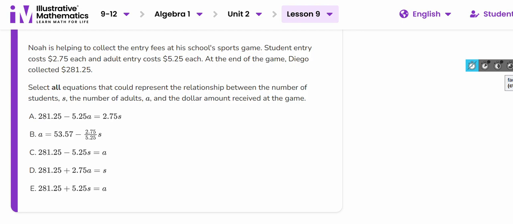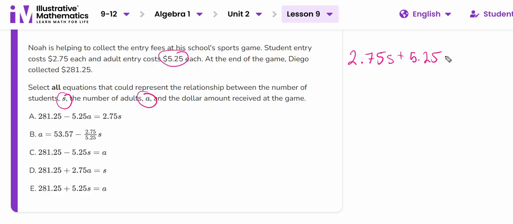So we're going to start with our problem, and we're going to write our own equation before we even go over the answers. Okay, we have student entry is $2.75. So we're going to take $2.75 and multiply it by the number of students, which is S. Then he collected $2.75 times however many students came to the game. An adult entry is $5.25, and we're going to multiply that by the number of adults who came. We know in this scenario, Diego collected $281.25.